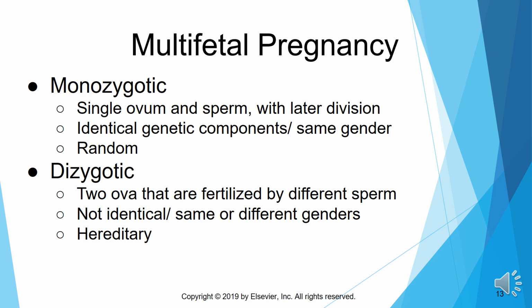As opposed to dizygotic twins, where two ova are released from the ovary and then fertilized by two different sperm. Sorry, I said that wrong. So they're not identical. They can be the same gender or different genders. They don't share genetic material other than that of siblings. So what a sibling would be, as opposed to a duplicate of the same kid.